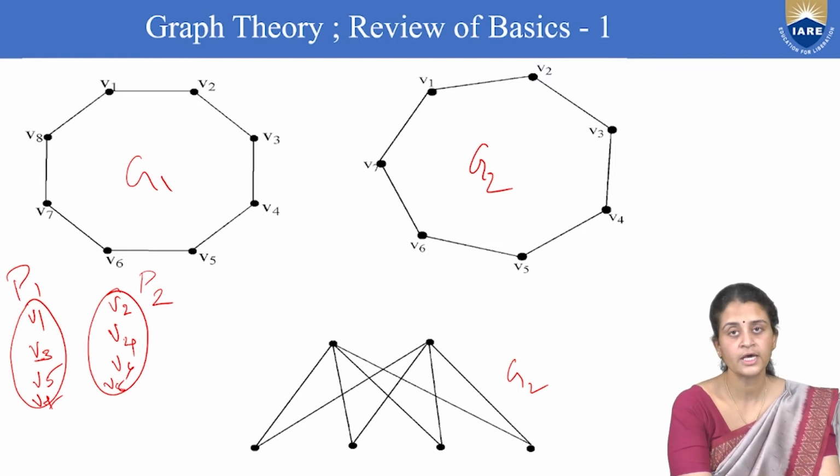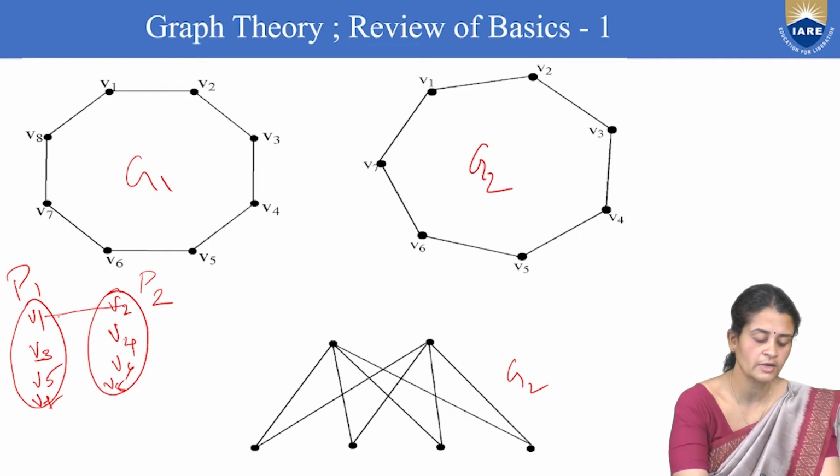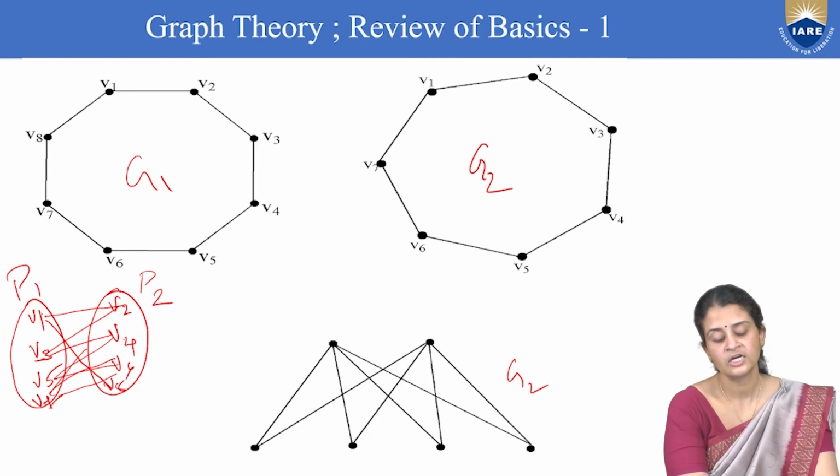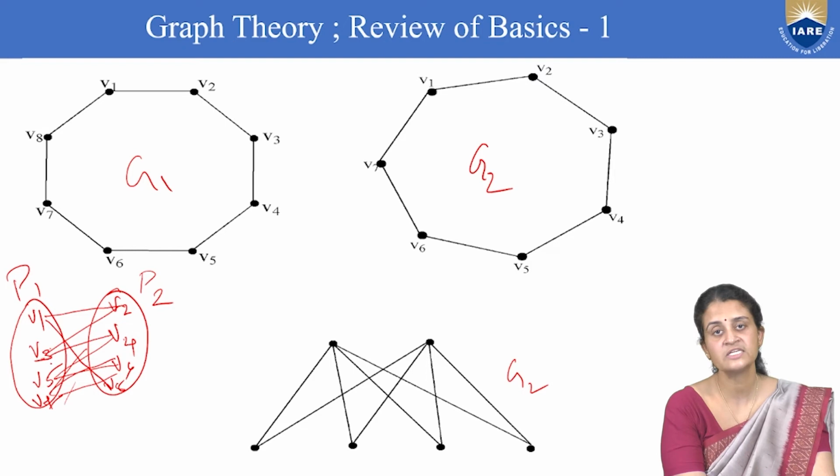How are they connected? V1 is connected to V2 and V8. V3 is connected to V2 and V4. V5 is connected to V4 and V6. V7 is connected to V8 and V6. Is there any adjacency between vertices in the same set? No. The vertices V1, V3, V5 and V7 in the first partite set are not at all adjacent, whereas they are adjacent to vertices V2, V4, V6, V8 in partite set P2. The same happens in P2: V2, V4, V6 and V8 are not adjacent to each other.